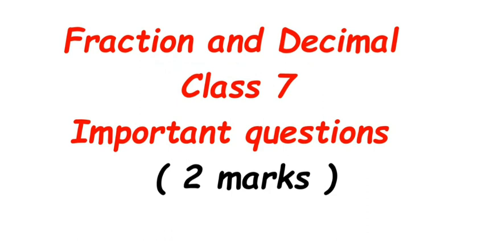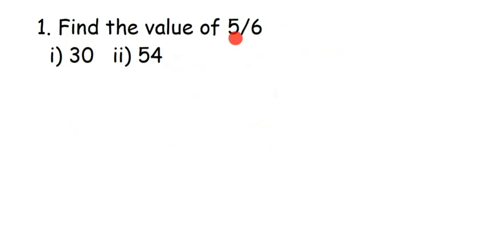So let's try. First question is, find the value of 5 by 6, and we have 2 questions there, 30 and 54. So here you have to find out 5/6 of 30. Whenever they give you a fraction like 5 by 6 in this case, sometimes they're going to change the numbers. So 5/6 of 30, right? 5/6 of 30 we have to find out. So 5/6 of 30 means it is 5 by 6, of means multiplication, and 30.